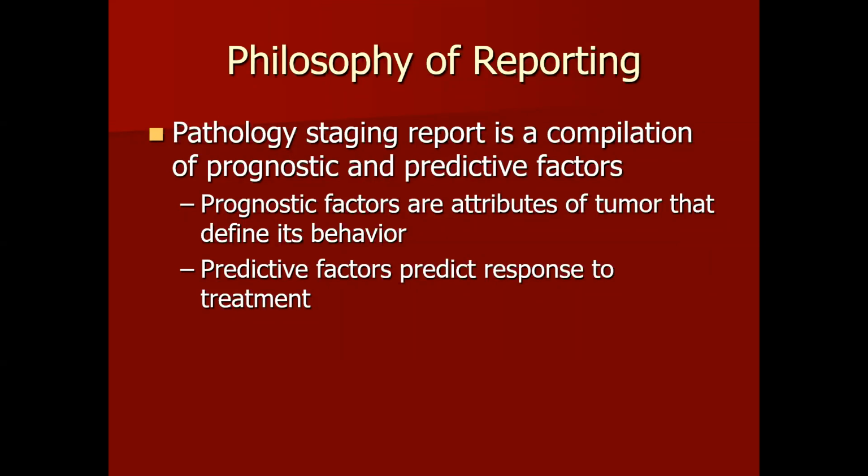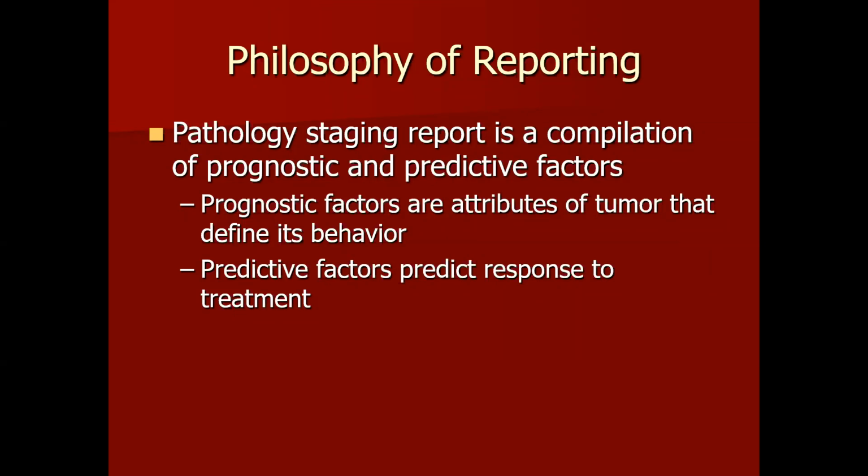So in this first slide, I say pathologic staging is a compilation of prognostic and predictive factors. The prognostic factors are attributes of the tumor that define its behavior, meaning we want to look at different features of the tumor and say, okay, based on feature A, it's probably going to behave in this way, or based on feature B, it might behave in another way. They define the behavior of the tumor and hence will then be prognostic for the patient. Are they going to recur? Is it going to spread? Will they survive? Those are all prognostic features.